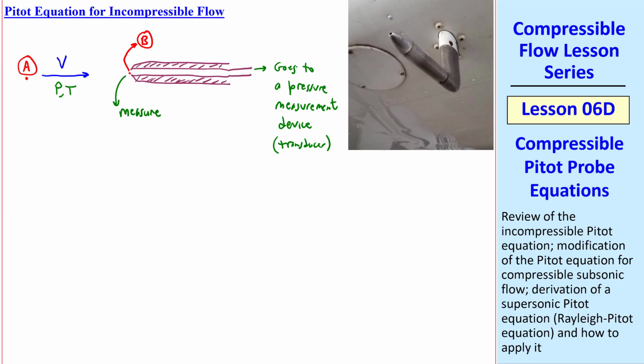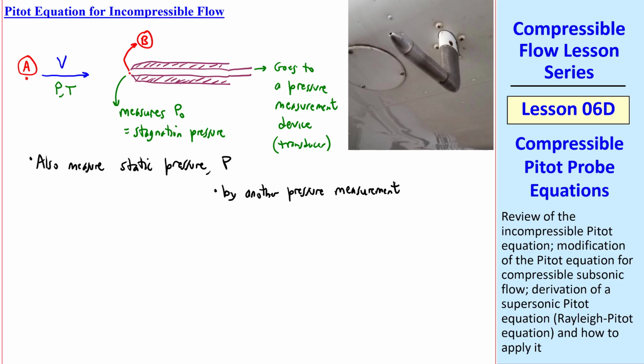At the nose, we have stagnation pressure, so the Pitot probe measures P0, the stagnation pressure. We also need to measure the static pressure P, which is this pressure here upstream, and that can be done by another pressure measurement somewhere near this one, or on the probe itself, which we would then call a Pitot-static probe. I discussed this in my undergraduate fluid mechanics lesson series and in my textbook. This part is the same, but you have a tube within a tube with ports around the outside that measure static pressure. For our analyses here, we'll assume that static pressure P is measured and known.